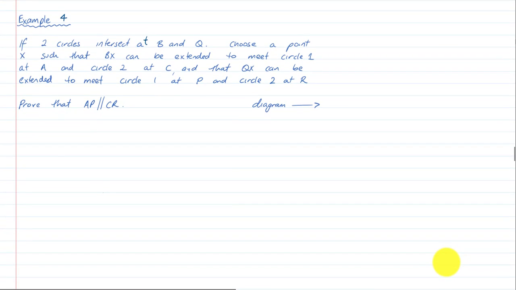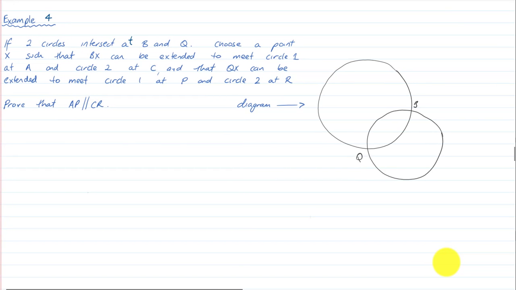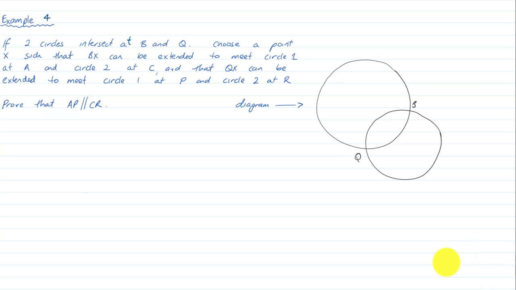So example 4 is a little bit trickier. We're asked to determine whether two lines are parallel, but we have to determine the actual diagram first, which makes it trickier. In a lot of questions you'll be given a diagram. If two circles intersect at B and Q, so let's start with two circles intersecting at B and Q. Circle 1, circle 2, B and Q. Choose a point X such that it can be extended to meet circle 1 and circle 2 at two places. So I'm going to put X here, but I have to have a little bit of knowledge. You might find that you would sort of fail at this diagram a couple of times first.